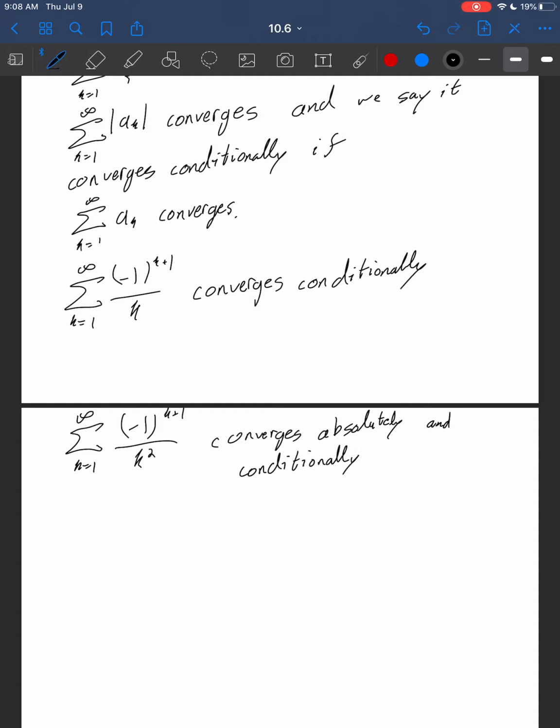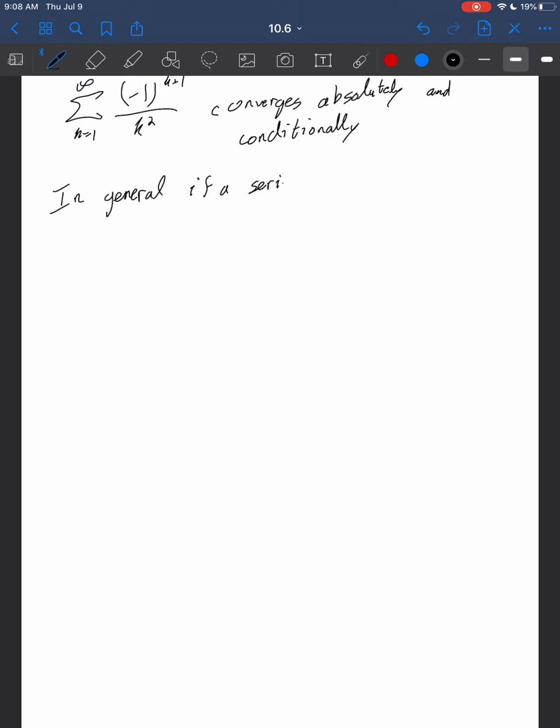Right, because both when we take absolute values and when we don't take absolute values, it's going to converge. So in general, if a series does converge absolutely, it is going to converge conditionally. It converges absolutely. It converges conditionally.